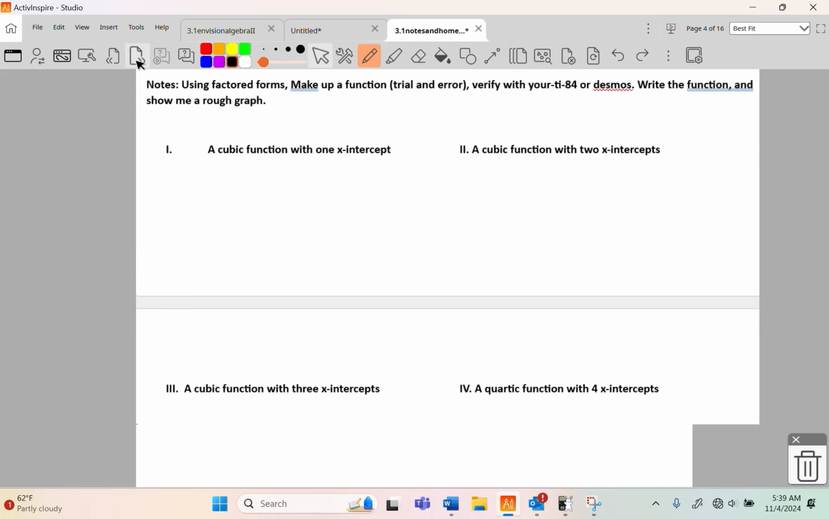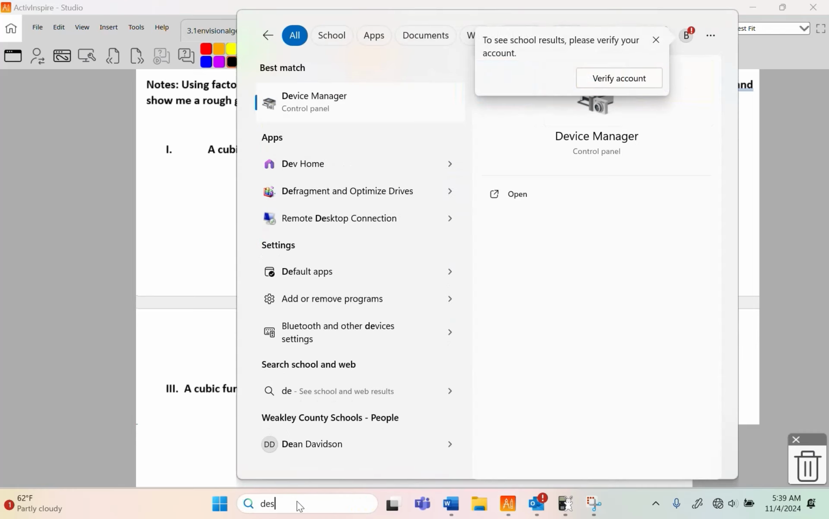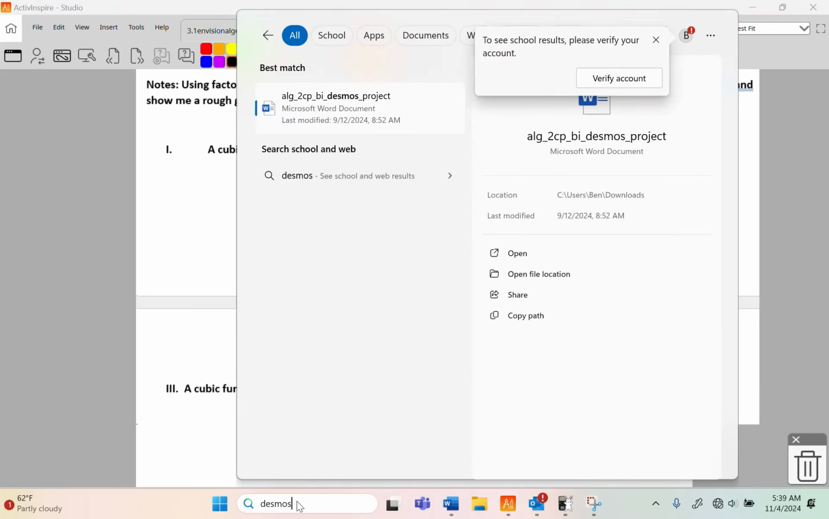All right, more of your notes. Using factored forms, make up a function, trial and error, verify with your TI-84 or Desmos, write the function, show me a rough graph. So on number 1, we have a cubic function with 1 x-intercept. And I talked about Desmos.